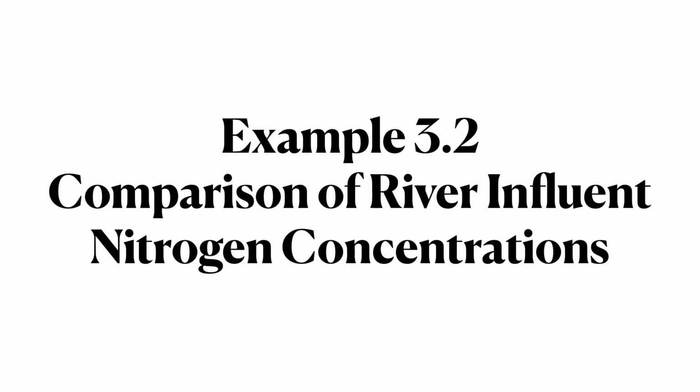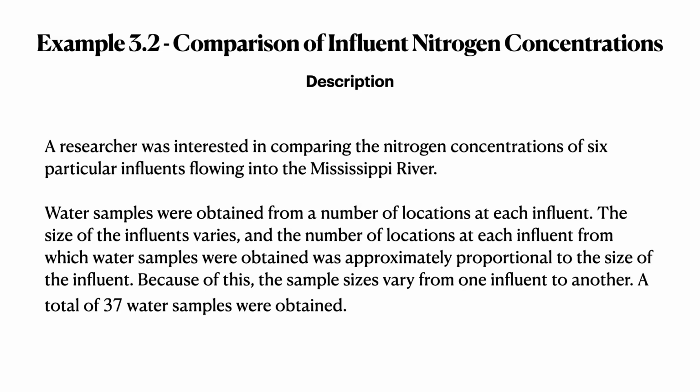We're going to call this example 3.2, and this is a comparison of river influent nitrogen concentrations. Here's a description of the experiment. A researcher was interested in comparing the nitrogen concentrations of 6 particular influents flowing into the Mississippi River.